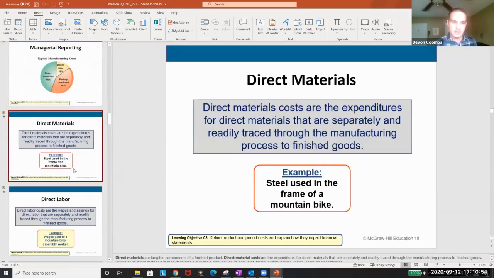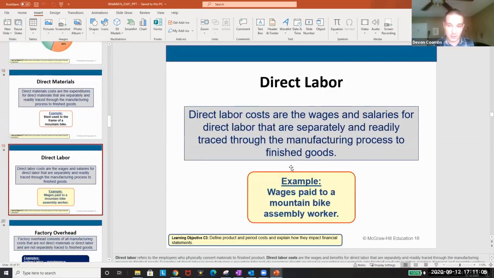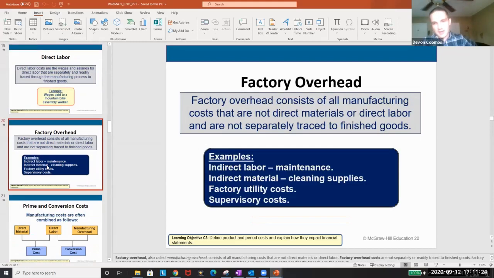Direct materials, direct labor and overhead, we talked about. These are expenditures directly related to building and making a finished good. Example, steel for a mountain bike. Direct labor, wages paid for a mountain bike. Again, I think this is a bit redundant, but might as well beat the nail with a hammer. Direct labor costs are the wages and salaries of direct labor that are separately and readily traced to the manufacturing process. In other words, we know that that's required to build the good. And overhead is manufacturing costs that we can't directly trace to the finished goods. So they're saying maintenance, cleaning supplies, factory utility costs, supervisory costs.